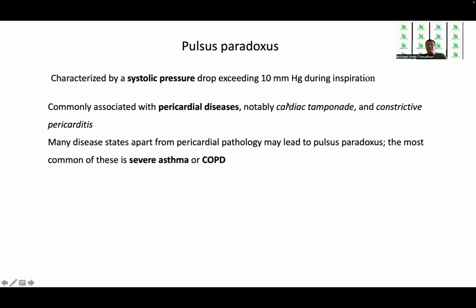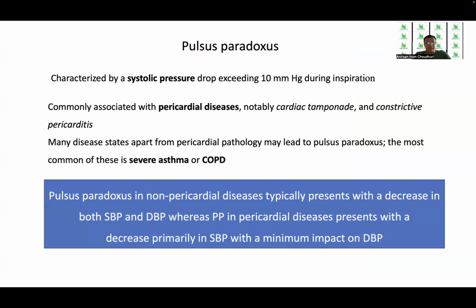Now, this is what you get in pulsus paradoxus, which is characterized by a systolic pressure drop exceeding 10 millimeters of mercury during inspiration, commonly associated with pericardial diseases, notably cardiac tamponade and constrictive pericarditis. Many disease states apart from pericardial pathology may lead to pulsus paradoxus. The most common among them is severe asthma or COPD.